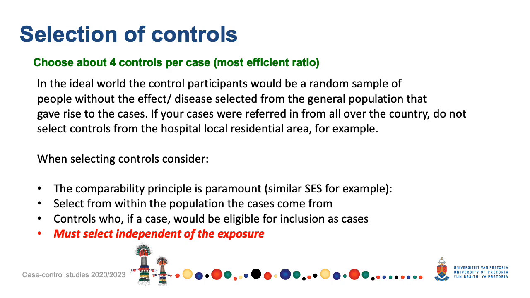You must select your controls independent of their exposure. One final little note, in general, you should select up to 4 or a maximum of 5 controls per case. If you select more than 5 controls per case, your study becomes less efficient because there's very little advantage added by adding more and more controls, and yet the costs and the duration of the study will now increase. So we usually choose about 4 controls per case, or maybe 5 controls per case.